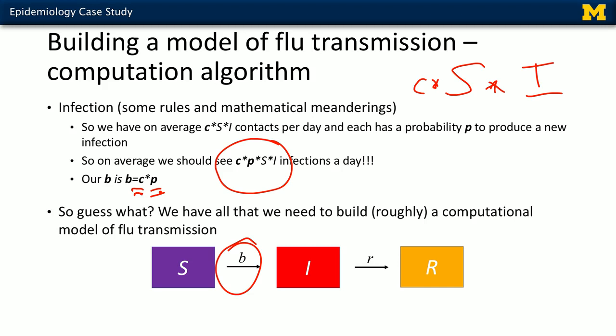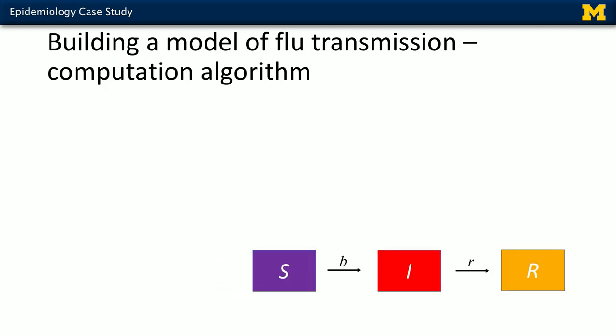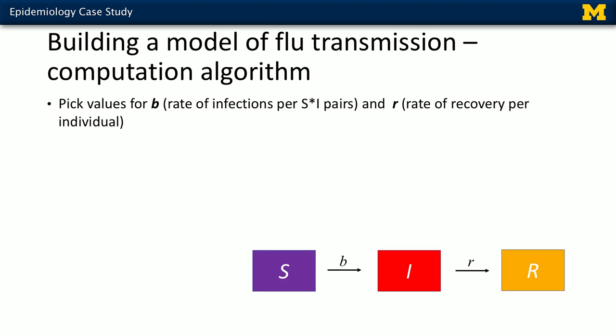So let's articulate how that algorithm is going to look and summarize it. Of course, for us to be able to put it in a computer, we need to tell the computer what the values of my parameters are going to be. So we're going to need to pick values for my parameter B and my parameter R.